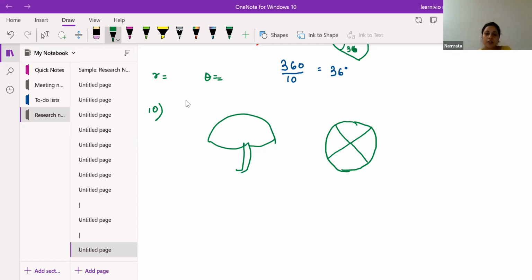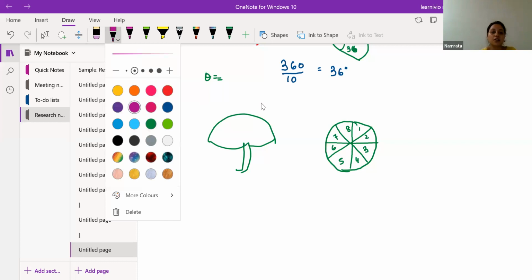Seven, eight. Okay, 1, 2, 3, 7, and 8. Eight equal parts are there. Okay. Find the area between two consecutive ribs. Again, we have to find the area between two consecutive ribs. That means we have to find the area of each sector.